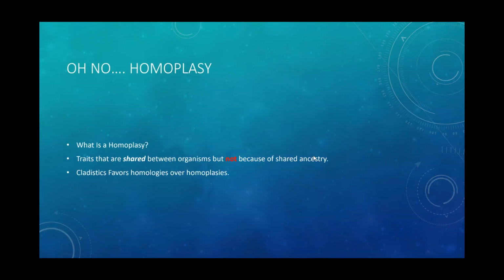Oh no, a homoplasy. What is a homoplasy? Homoplasies are traits that are shared between organisms, but, very important, not because of shared ancestry. Cladistics favors homologies over homoplasies. Homoplasies involve more evolutionary changes, so they're less parsimonious, which makes them less accurate, or less scientific.